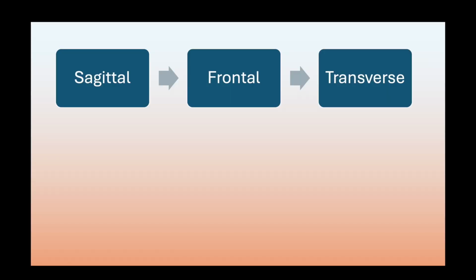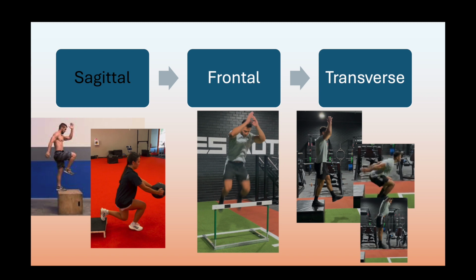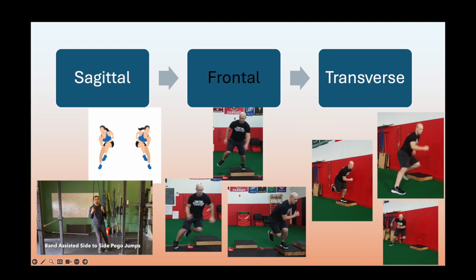Another way you can think about it is going from sagittal to frontal to transverse. So some examples of a sagittal-based exercise: explosive step-ups, or a lunge catch. You can do hurdle jumps and then counter movement jumps as well.